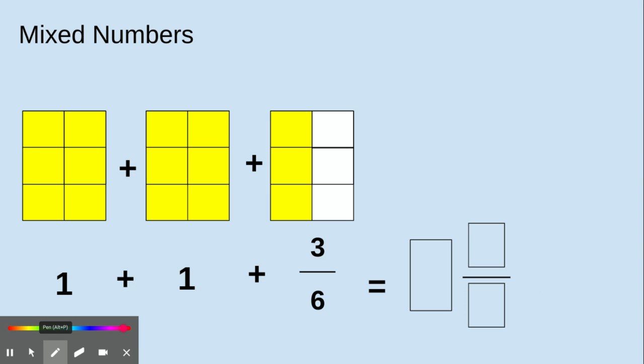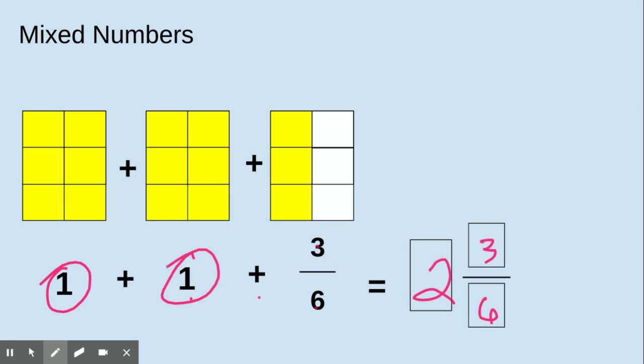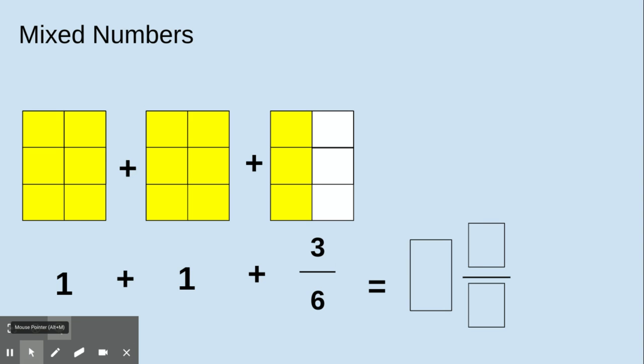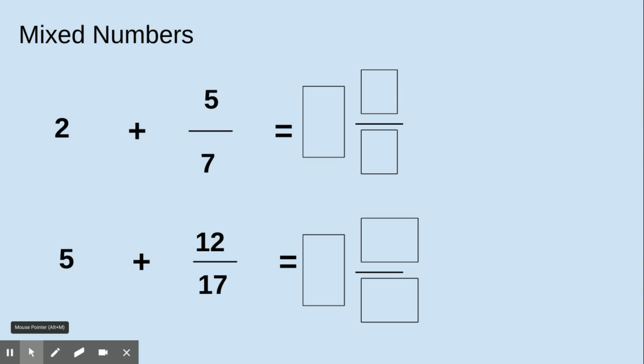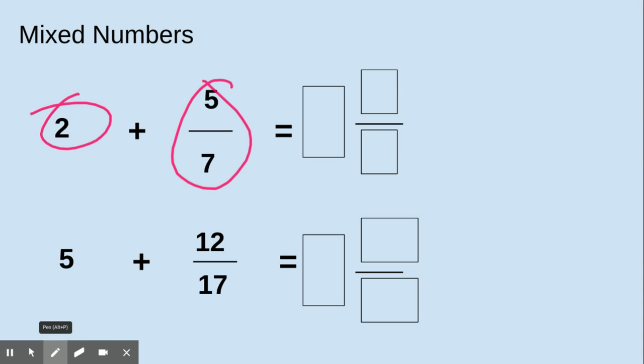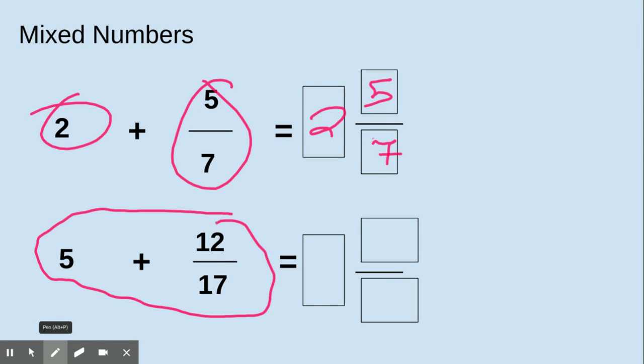What is 1 plus 1 plus 3/6? 2 and 3/6. How did I get 2? Because 1 plus 1 is 2. We added together our whole numbers. 2 plus 5/7 is 2 and 5/7. 5 plus 12 over 17 equals 5 and 12/17.